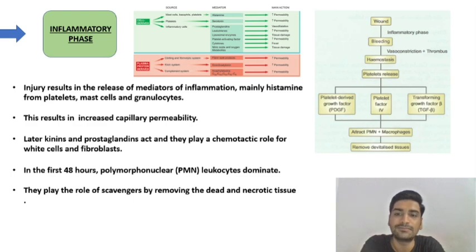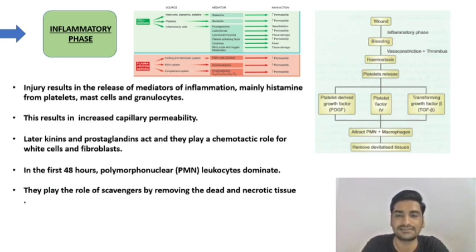Okay, now once the platelets are released, these platelets have some factors which are going to play their role, and these factors are going to attract the police, right? So platelet derived growth factor, platelet factor 4, and transforming growth factor beta, right? These three factors are like the civilians present at the accident site, right?